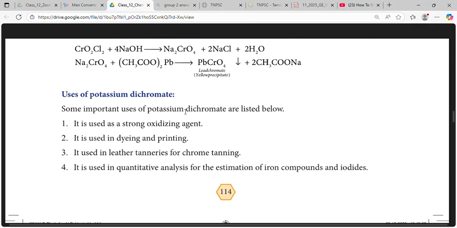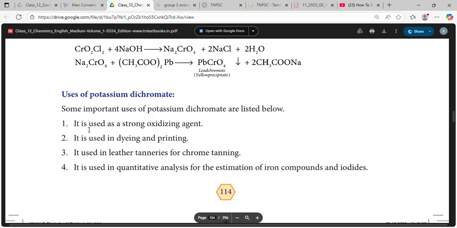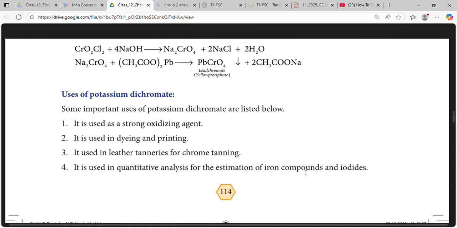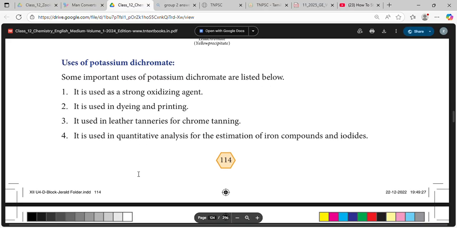Some important uses of potassium dichromate are: it is used as a strong oxidizing agent, it is used in dyeing and printing, it is used in leather tanneries for chrome tanning, and it is used in quantitative analysis for the estimation of iron compounds and iodides.